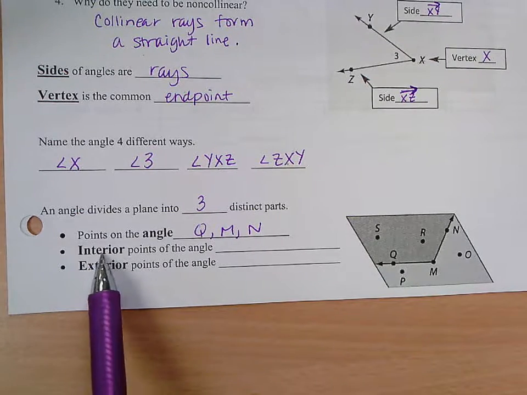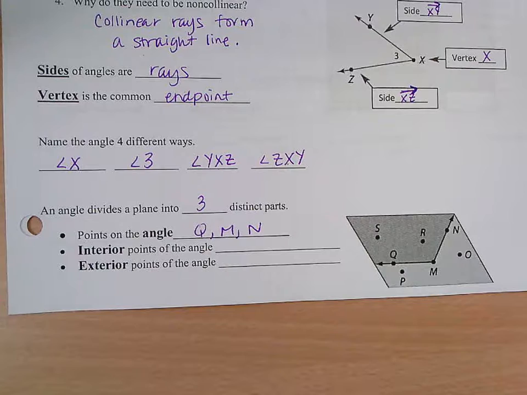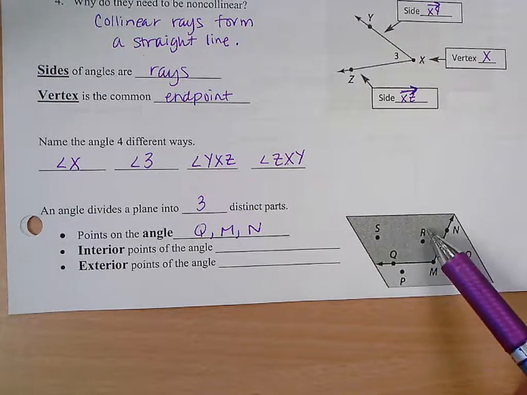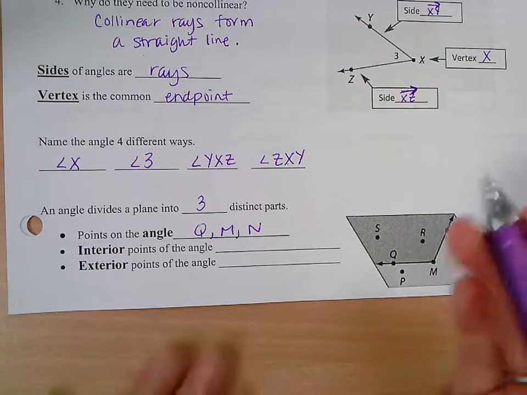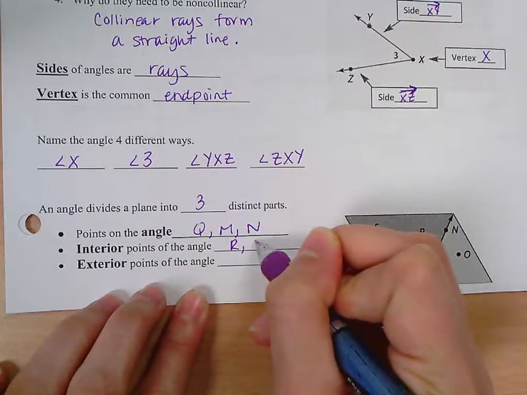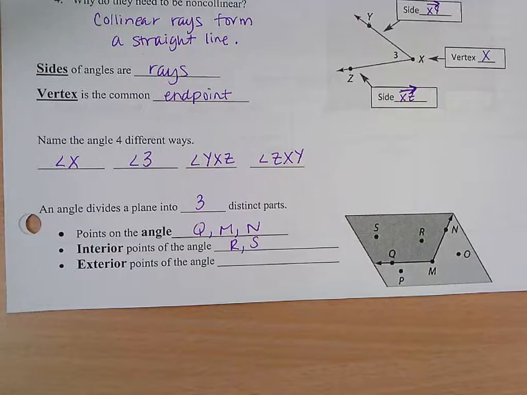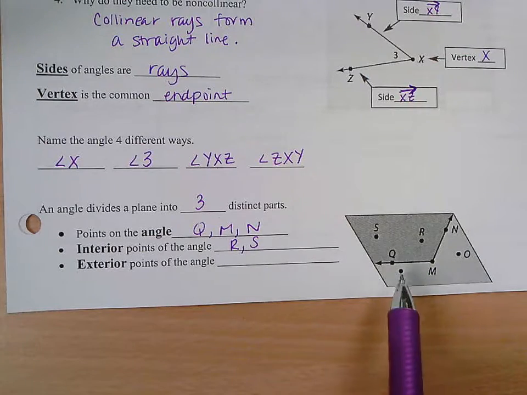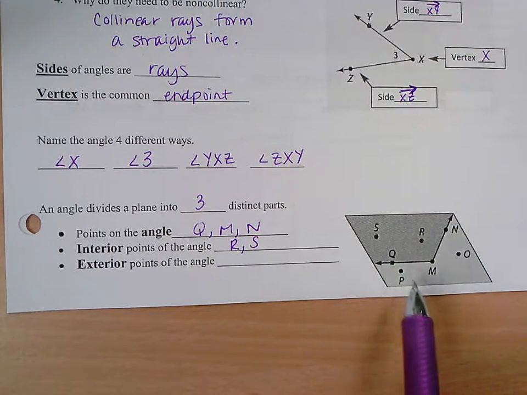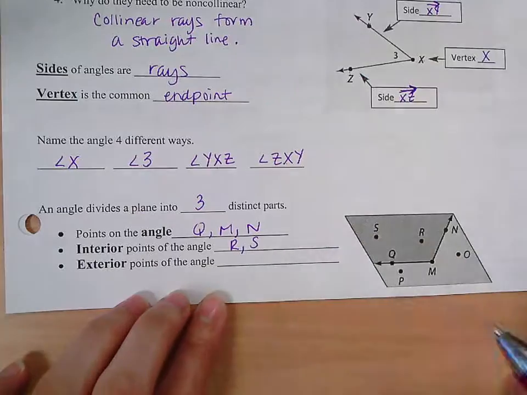Interior points of the angle, interior would be inside of the angle that's formed, and those would be points R and S, so the darker shaded region on your sheet. So R and S would be considered on the interior of that angle, leaving then points P and O, the lighter shaded region, to be considered the exterior points of the angle.